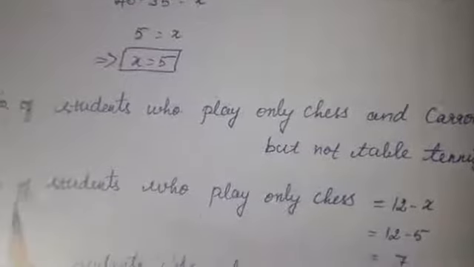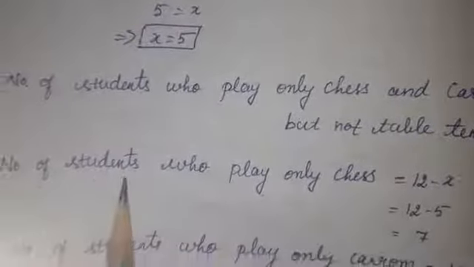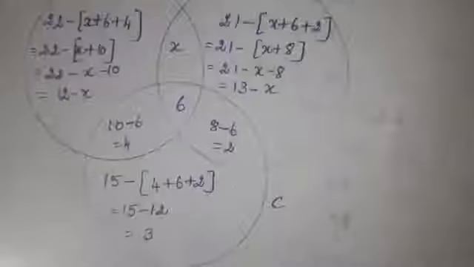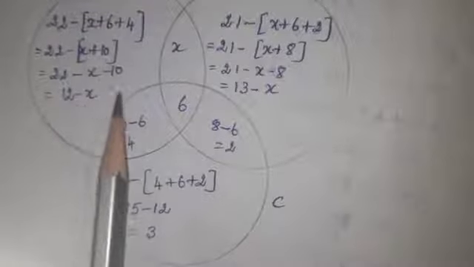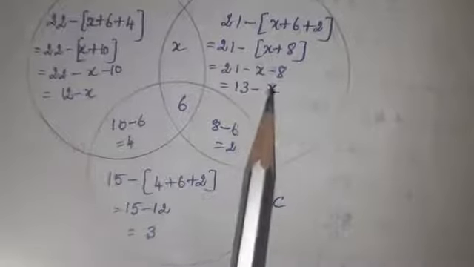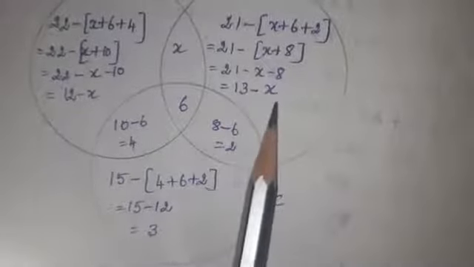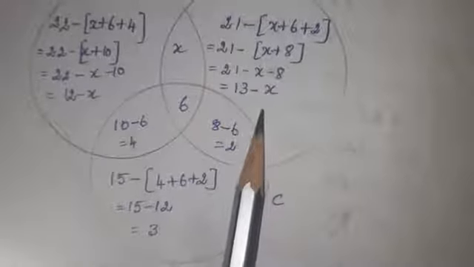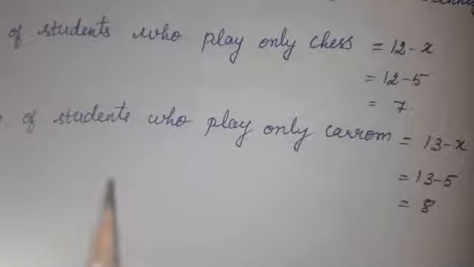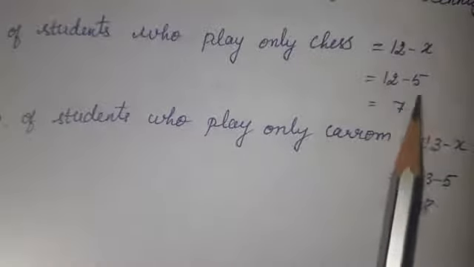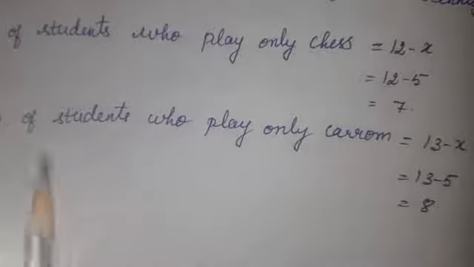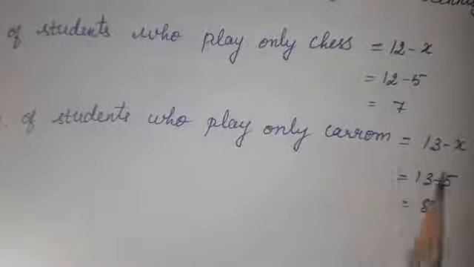Next one, find number of students who play only chess they are asking. This is only chess. 12 minus X. So you should take this one, X value you know, substitute there and simplify. This is only carom. So 13 minus X you should take. Here also you should substitute X value and simplify it. Number of students who play only chess, it is 12 minus X is equal to 12 minus X value we now find, that is 5, is equal to 7. Here third question, number of students who play only carom, it is they given us 13 minus X, so is equal to 13 minus 5 is equal to 8.